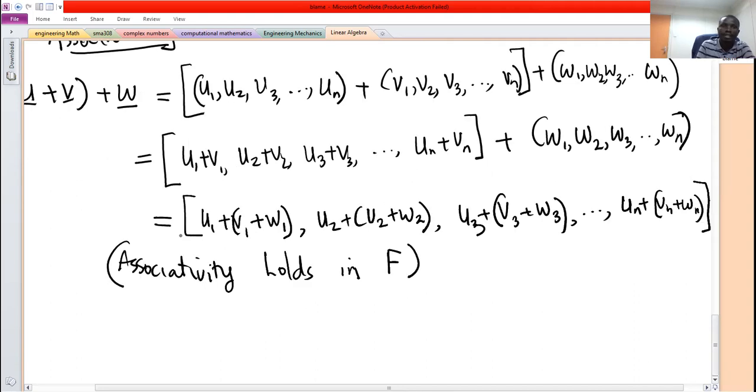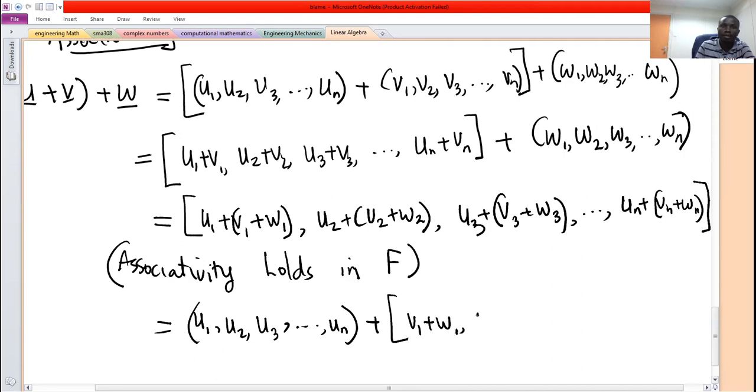Then this result is the same thing as saying u1, u2, u3 up to un plus v1 plus w1, v2 plus w2, v3 plus w3 up to vn plus wn. If you see how this result was obtained from this step, similarly, to get this result, we must have done this sum.